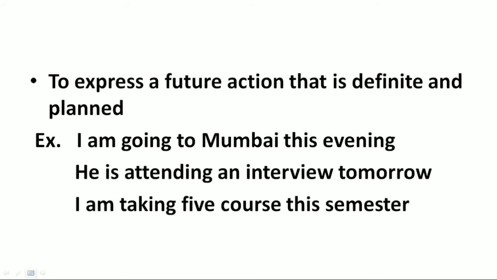The second usage of present continuous tense is to express a future action that is definite or planned. A planned future action can be expressed in present continuous tense. For example, I am going to Mumbai this evening. This is a planned action that happens in the future, but it can be expressed in present continuous tense. He is attending an interview tomorrow. The action is in the future but already planned, so it can be expressed in present continuous. I am taking 5 courses this semester.